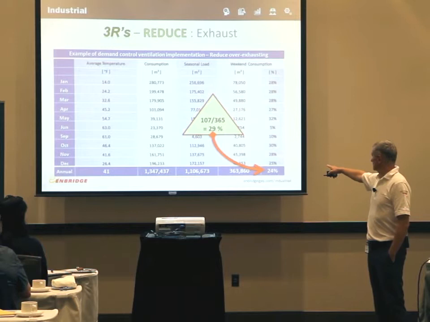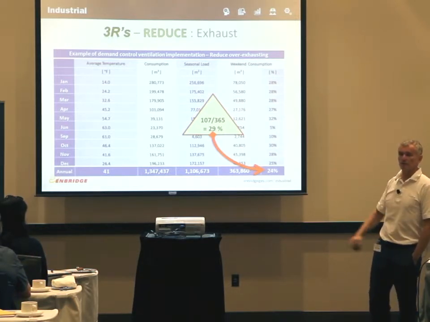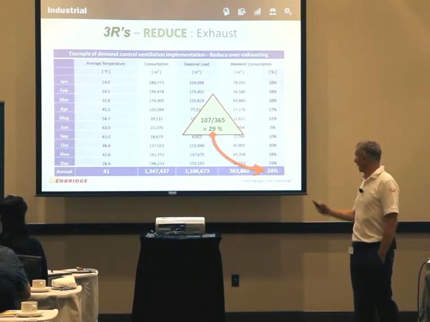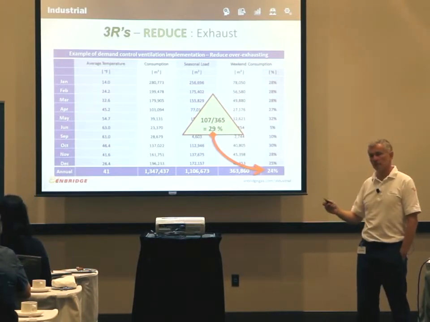They were using 364,000 cubic meters of gas in those times out of 1.3 million. Significant amount.